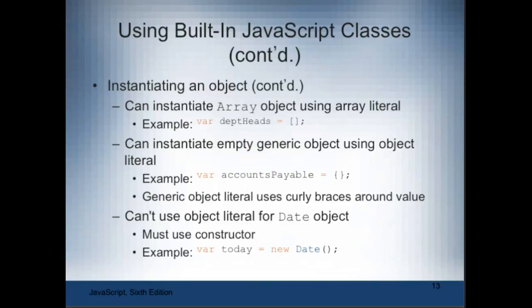However, one built-in object, date, does not support the literal format. Therefore, to create a date object, you must use the date constructor. The last statement on the screen uses the date constructor to create a date object. var today equals new Date, with an opening and closing pair of empty parentheses.